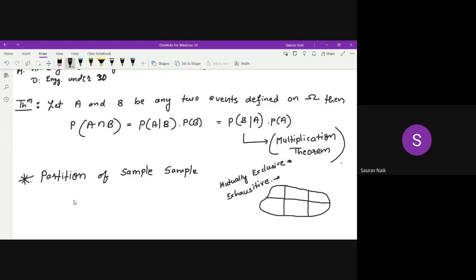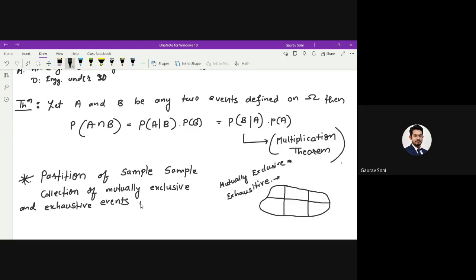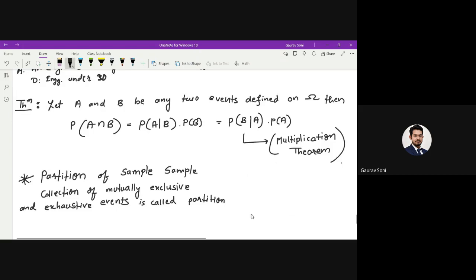So the collection of mutually exclusive and exhaustive events is called a partition of the sample space.